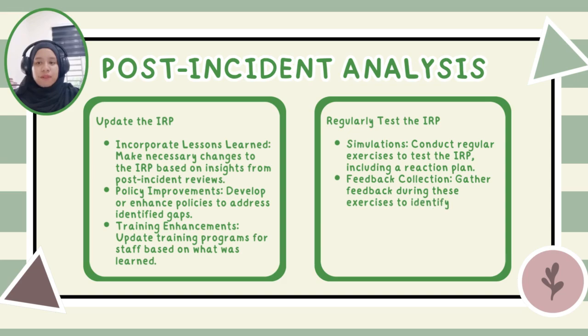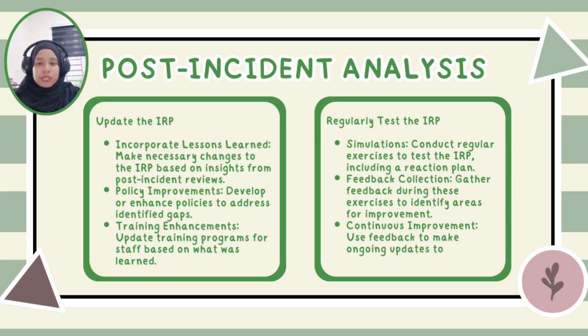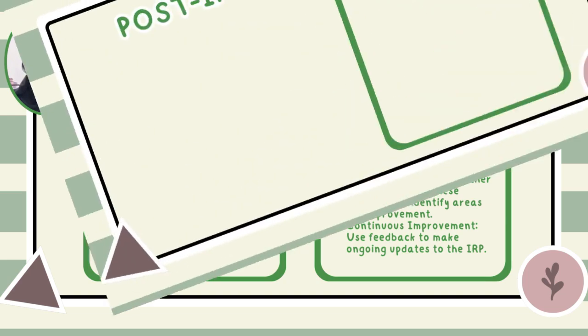Policy improvement: develop or enhance policies to address identified gaps. Training enhancement: update training programs for staff based on what was learned. Regularly test the IRP. Simulation: conduct regular exercises to test the IRP, including a reaction plan. Feedback collection: gather feedback during these exercises to identify areas for improvement. Continuous improvement: use feedback to make ongoing updates to the IRP.